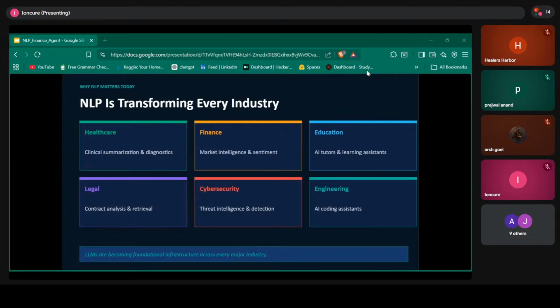NLP is no longer a niche research topic. It's becoming a fundamental foundation for infrastructure across virtually every industry. In healthcare, NLP is being used to summarize clinical notes or assist diagnosis and so on. In education, there are so many personalized AI tutors. In cybersecurity, we can detect phishing patterns and extract threat intelligence from unstructured feeds. And in legal cases, we can analyze contracts at scale. The common thread across all of this is the ability to process and understand unstructured text, and that's exactly what modern NLP excels at. Large language models are now being embedded into core workflows rather than just being used as standalone tools. Understanding NLP is understanding where AI goes.